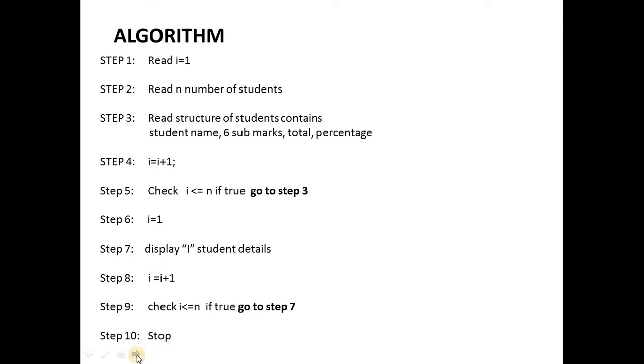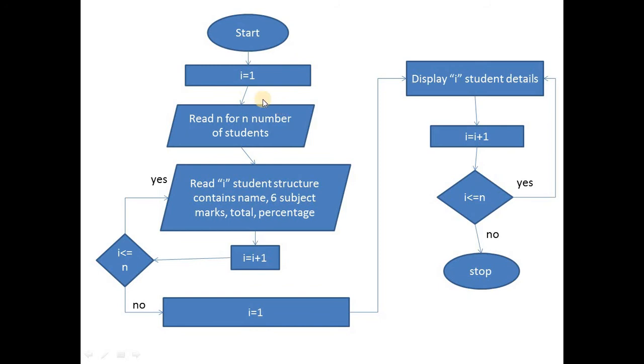Then you will go for the flowchart. You will read first i and then the number of students, and you will read the first student's marks, name and total. Then you will increment i by 1 because you have to read the second student. You will check whether you have reached the number of students or not. If not reached, again you go for the second student, third student, fourth student, fifth student, like that.